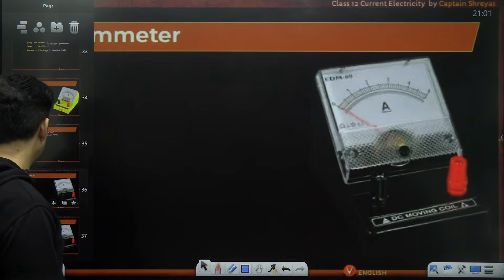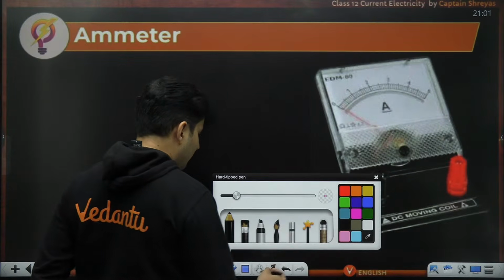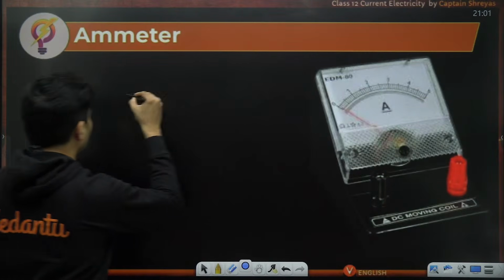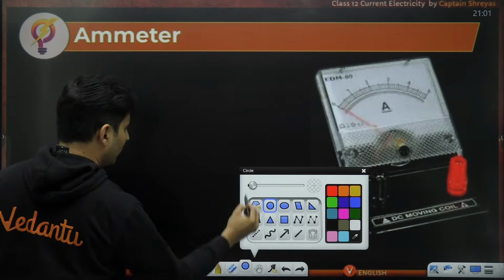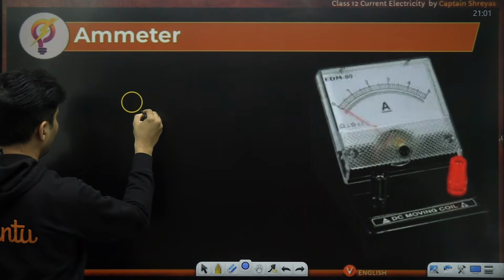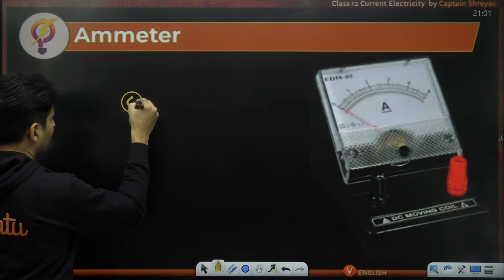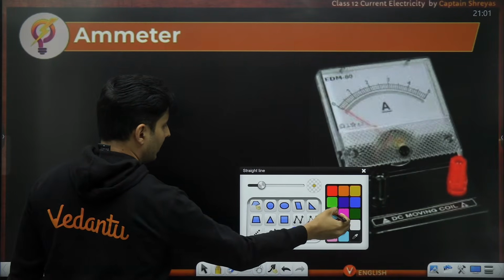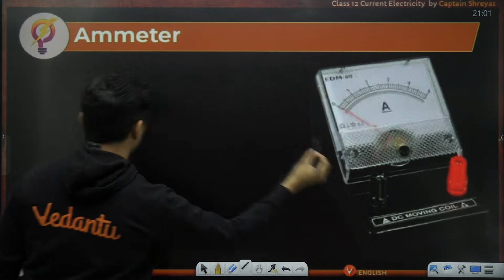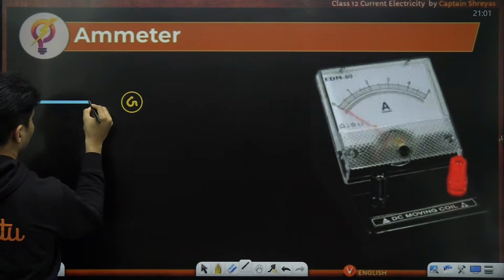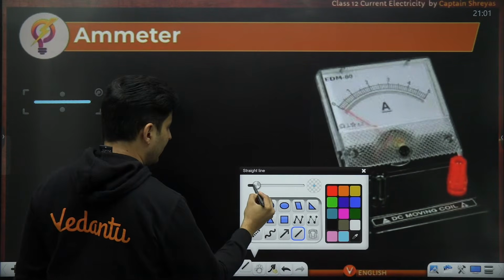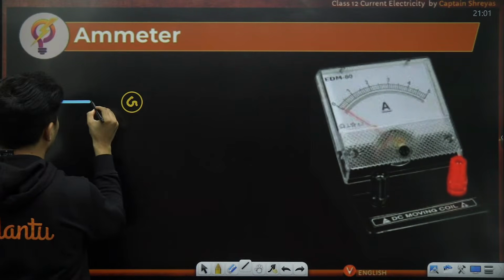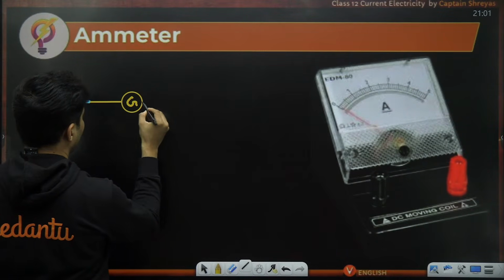What do you do in case of an ammeter versus a voltmeter? See, for ammeter, first of all, we have to take the galvanometer. Remember the current which is there will be usually large, and not all of that particular current can pass through the galvanometer.